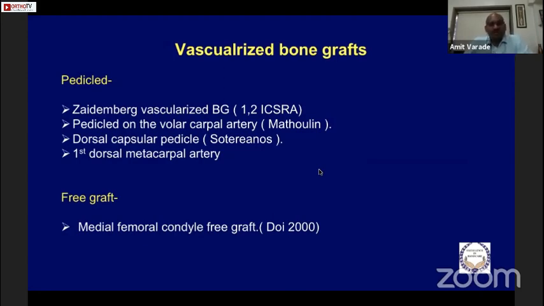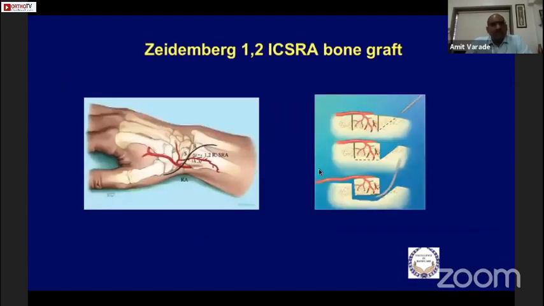It is based on the 1-2 intercompartmental supraretinacular artery, and the other, Mathoulin and Haerle's graft, is based on a pedicle from the volar carpal artery. And the free graft is from the medial femoral condyle. It is popularized by Professor Doyle. So you see this is Zaidemberg's 1-2 ICSRA bone graft. Here, the bone graft is taken from the dorsal side of the radius based on the recurring branch of the radial artery.